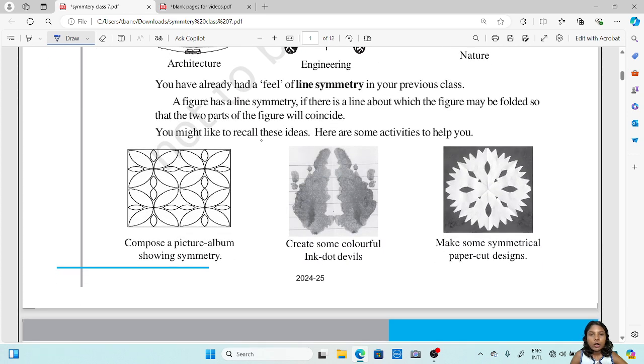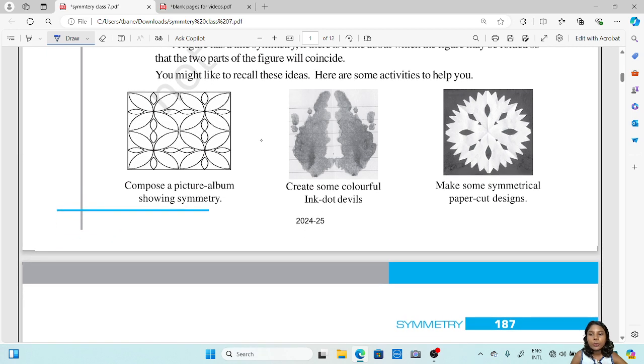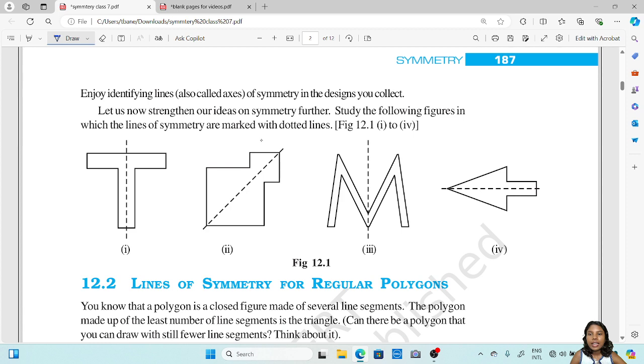You might like to recall these ideas. Here are some activities to help you. Here they have made different designs which are basically exact replicas of each other on both sides. Enjoy identifying lines, also called axes of symmetry, in the designs you collect. So line of symmetry is also called axis of symmetry.